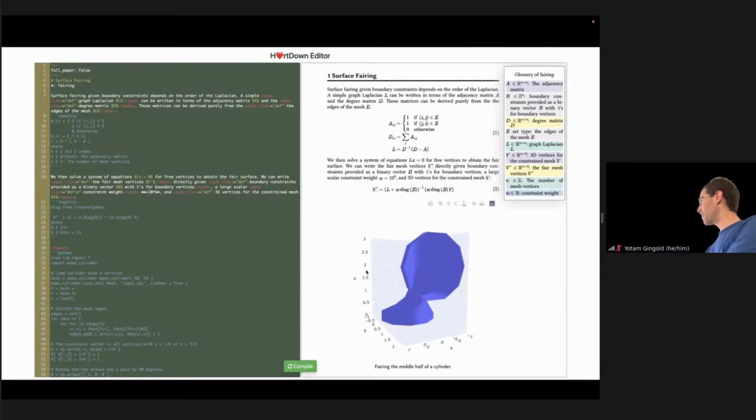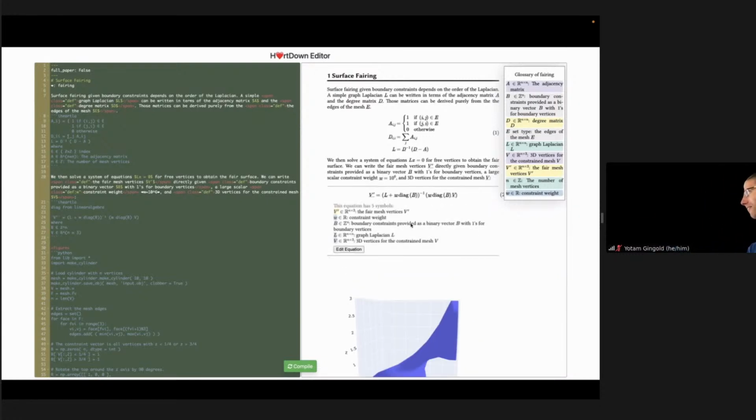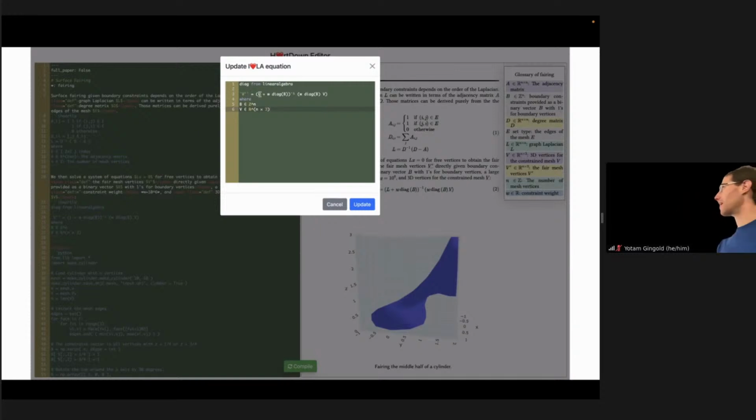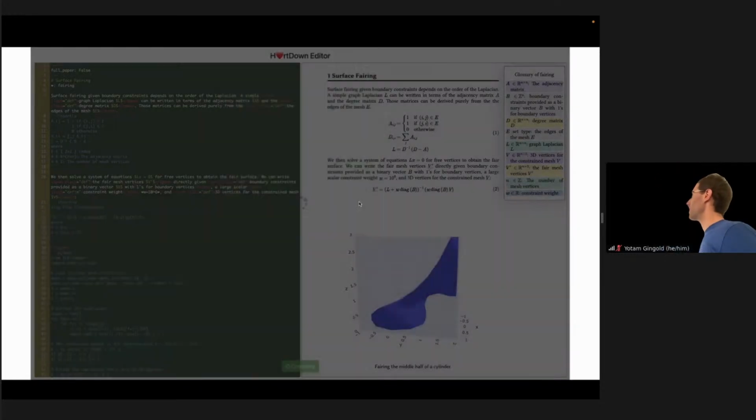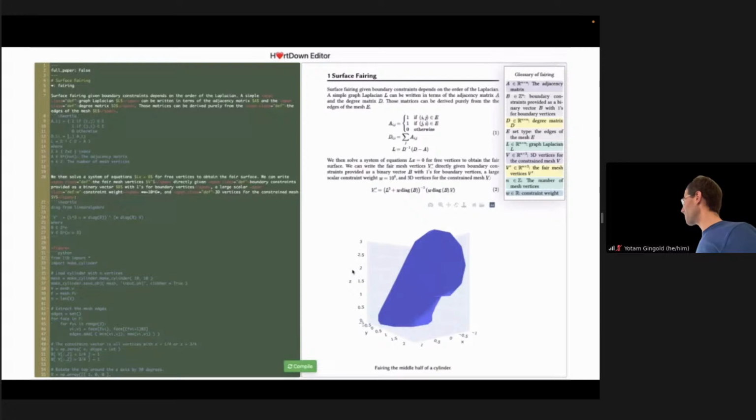And then you get figures that you can interact with, and you can say, let me just change this, let me square this Laplacian or cube it, let me just try a triharmonic function, and then it updates and the figure updates.